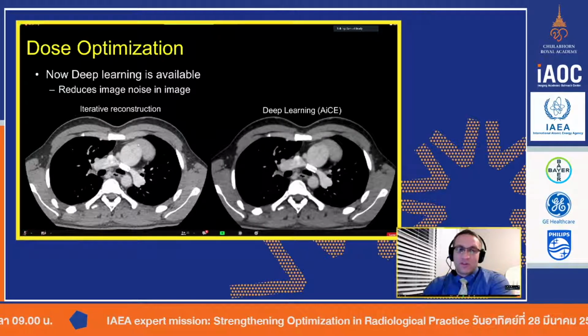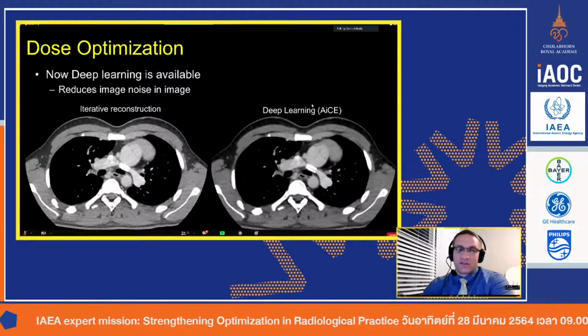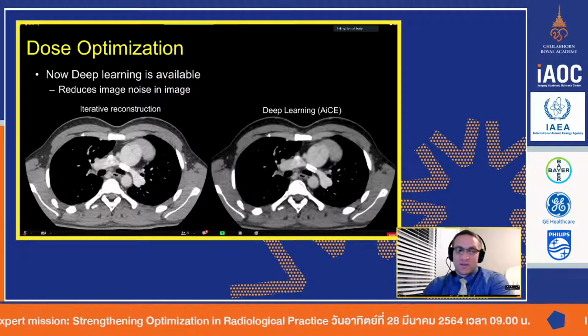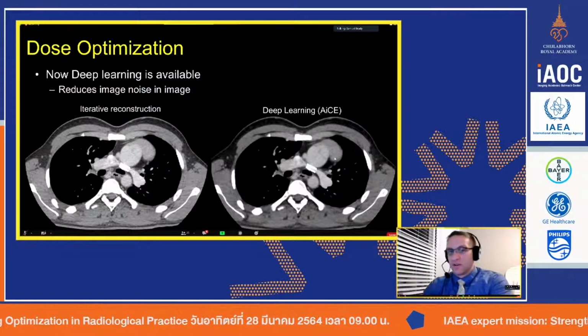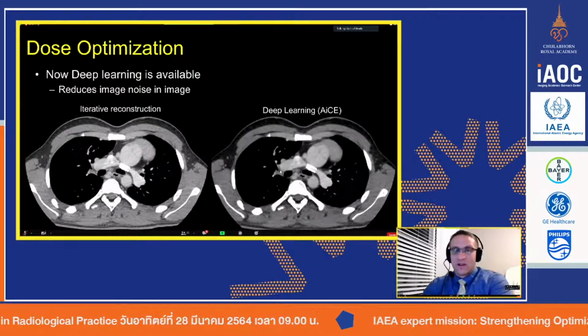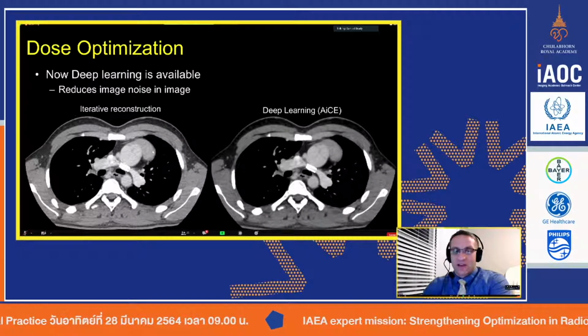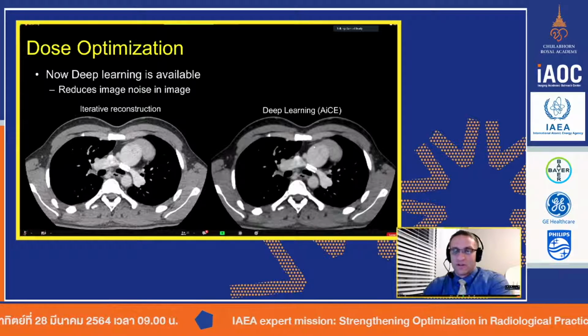But even more so now, when we compare iterative reconstruction with deep learning, this is just one of our patients. He's got a univentricular or a Fontan patient. So we've got one ventricle. And so that's why the actual IV contrast is rather diluted in this image.